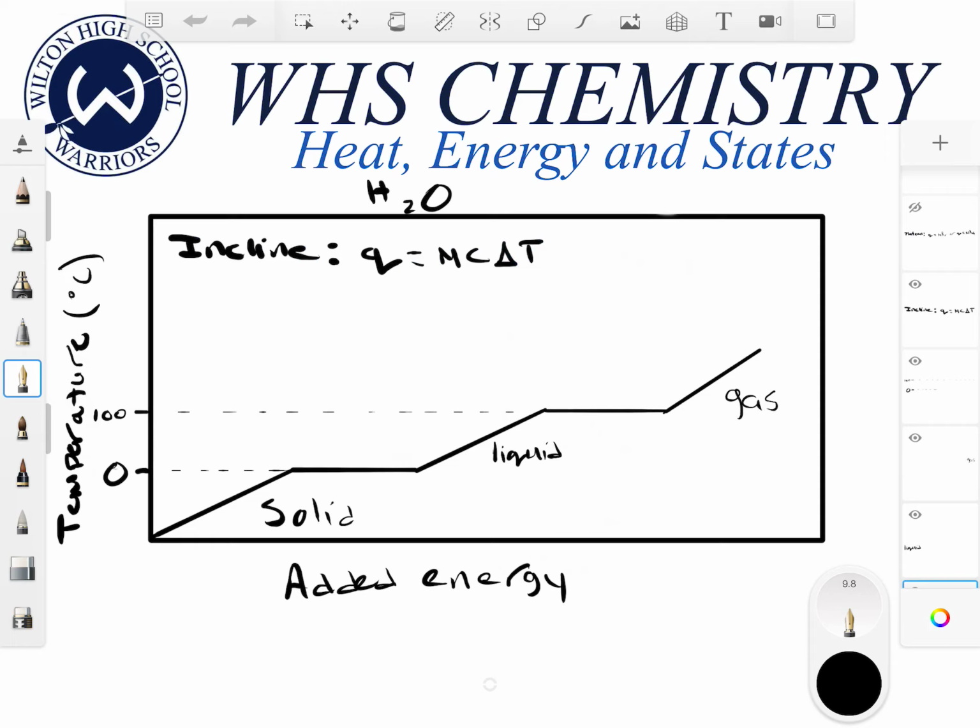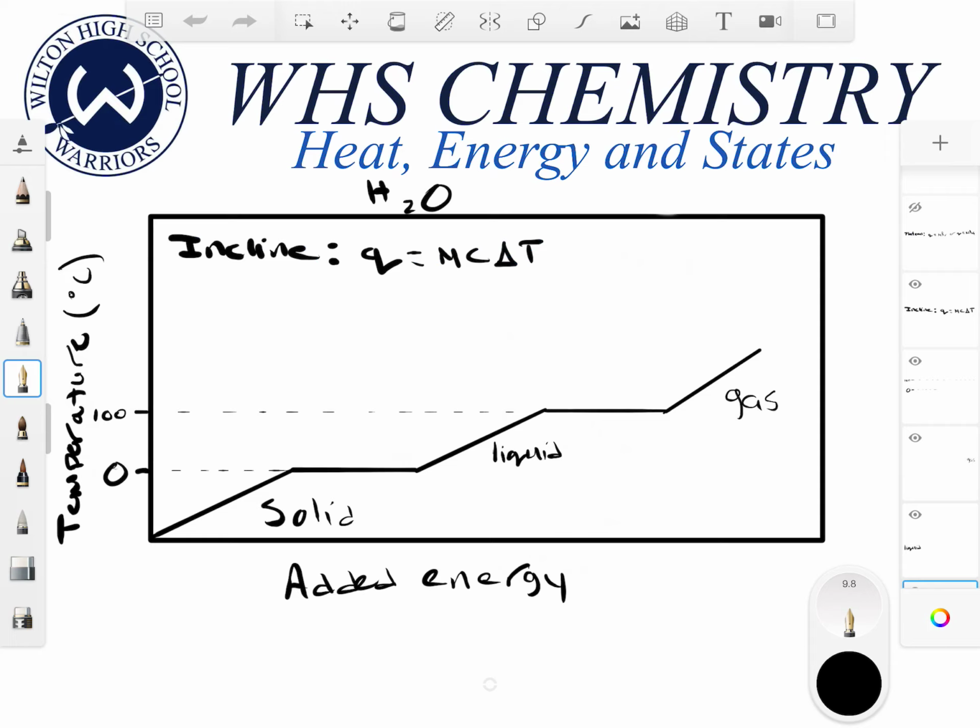Just remember that this equation is only applicable when the compound in question is on one of the inclines. So that's either before 0 degrees Celsius, in between 0 and 100, or after 100. In the problems you'll be given, it'll be stated clearly whether or not it's on an incline, or you'll have to interpret whether it's on an incline or not.